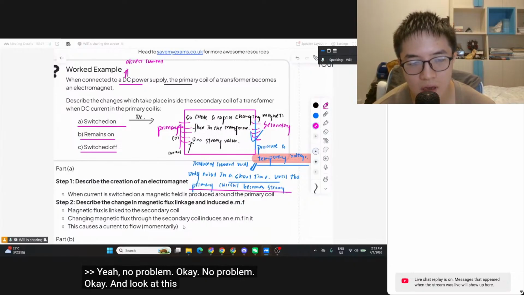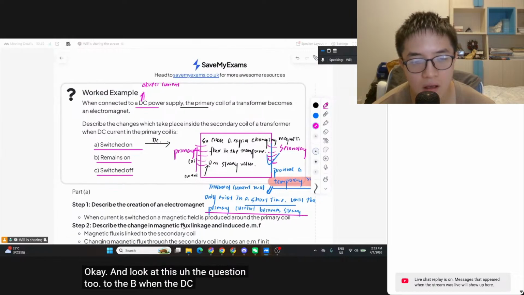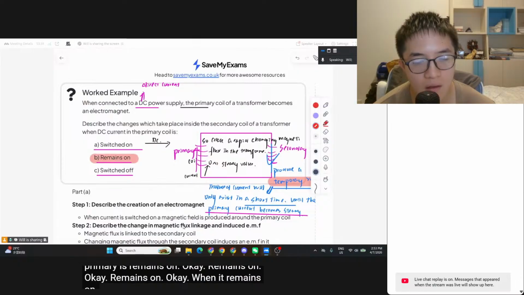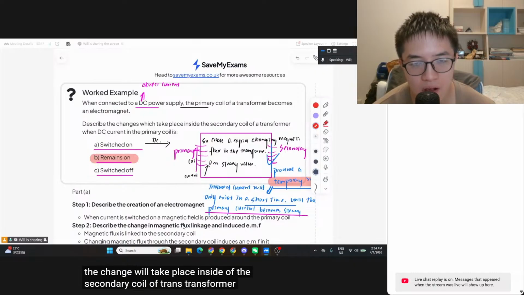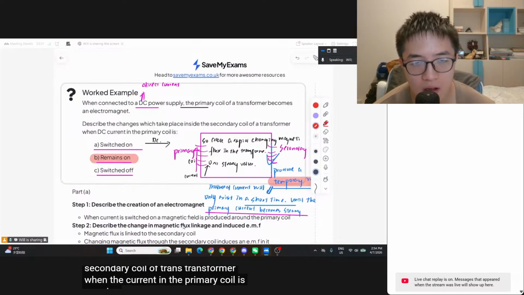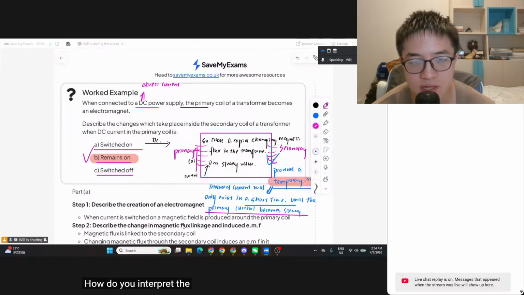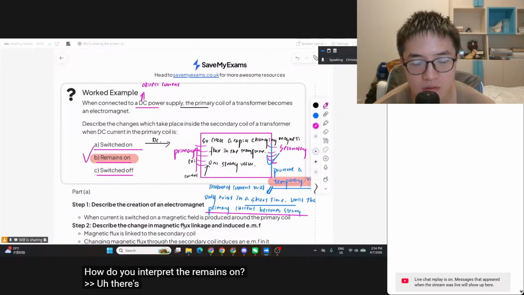Okay, and look at question two, part B. When the DC current in the primary coil remains on, what will happen? What change will take place inside the secondary coil of the transformer? How to interpret "remains on"? There's no change in magnetic flux, so there's no EMF.